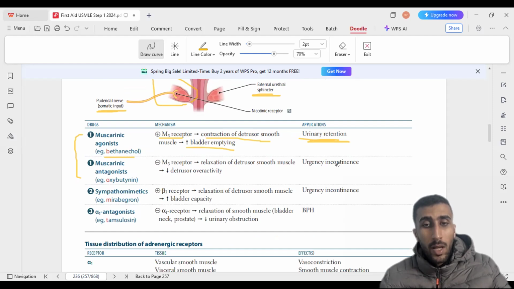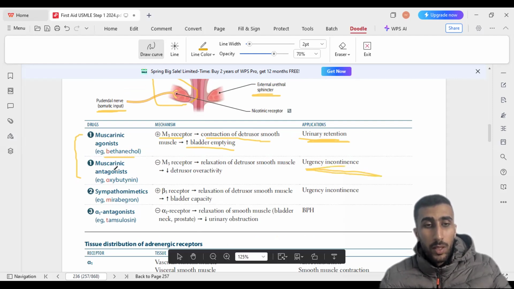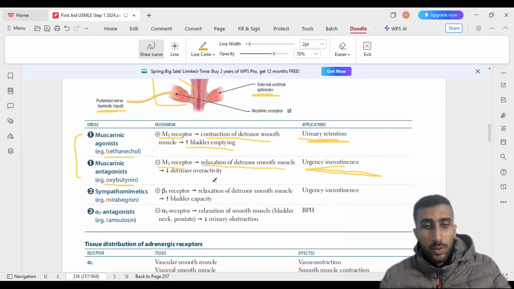On the other hand, remember the famous problem in young children, urge incontinence. It is the whole opposite. We're going to give muscarinic antagonists such as oxybutynin. It's going to inhibit the M3 receptor, relax the detrusor smooth muscle, stop urge incontinence, and decrease the detrusor overactivity.